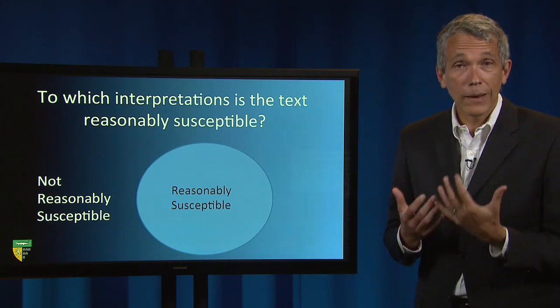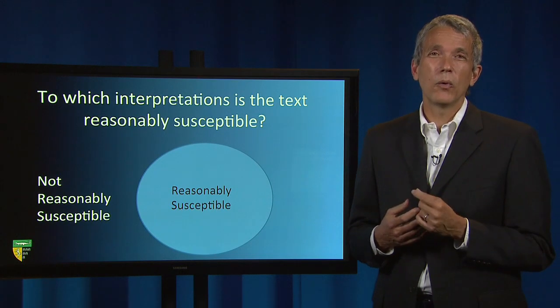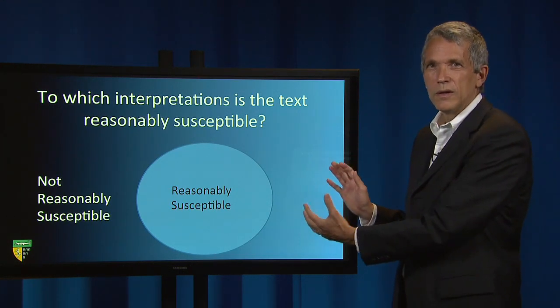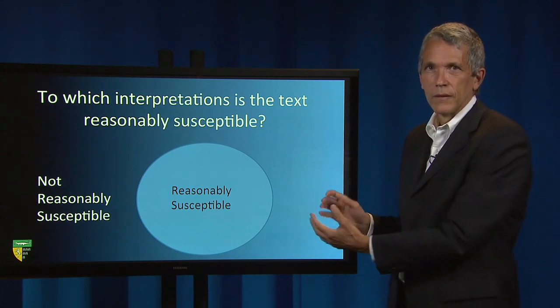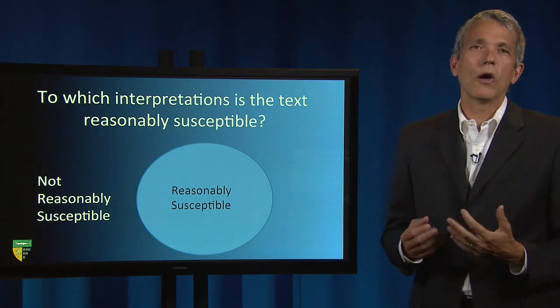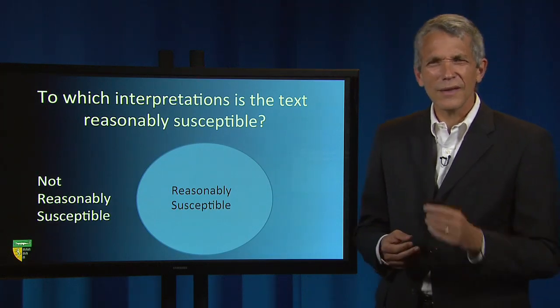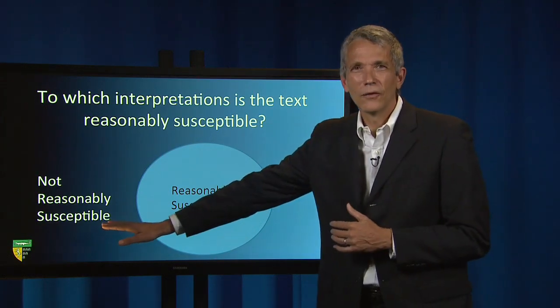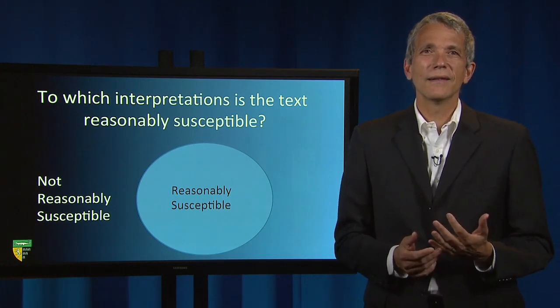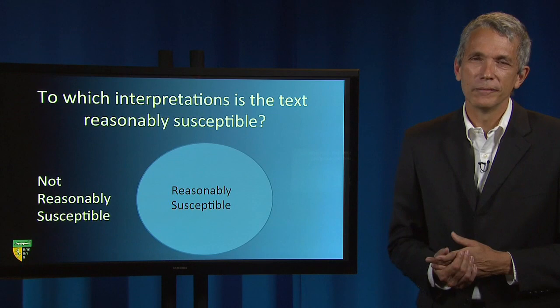And an unambiguous text would be a single point. An ambiguous text, like depicted here, would give rise to several points. But a somewhat ambiguous text still isn't susceptible to all interpretations. The points outside the circle represent interpretations to which the text is not reasonably susceptible.